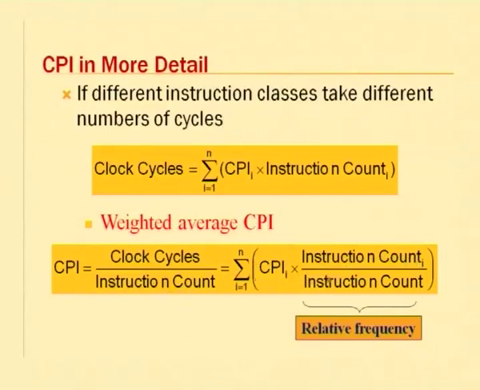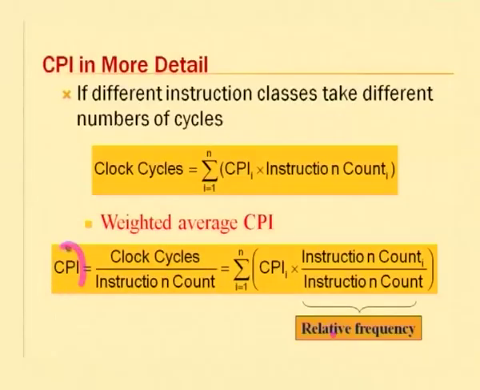Now, if I divide by this instruction count here, look at what I get. I can rewrite this as sum of CPI I into instruction count I by instruction count, which can also be looked at as the relative frequency. So, my CPI therefore can be looked at as CPI of I into relative frequency, summation of that from 1 to n. So, this is what will be my average CPI that I am calculating. We will look at this with an example so that you understand it easily.